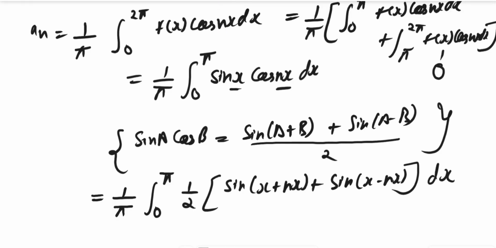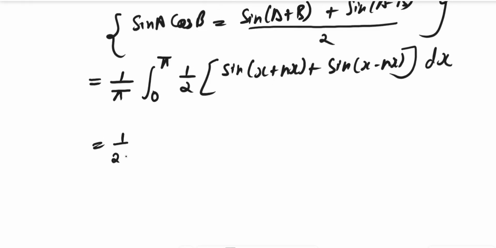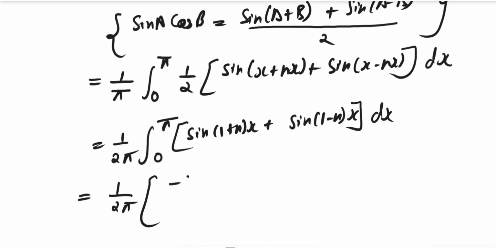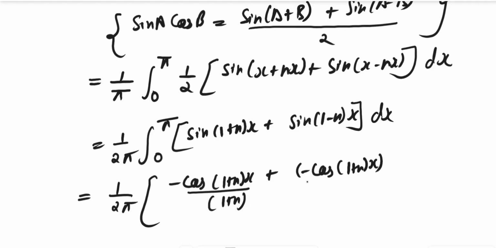Now simplifying this further, it is equal to 1 upon 2 pi, take 1 upon 2 outside, integration 0 to pi sin(1 plus n)x plus sin(1 minus n)x dx. Now take the integration of sine. Integration of sine is minus cos. It is 1 upon 2 pi, minus cos(1 plus n)x divided by 1 plus n, plus minus cos(1 minus n)x divided by 1 minus n. It is not plus, it is minus.